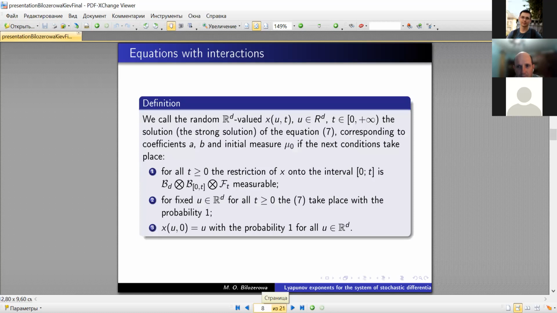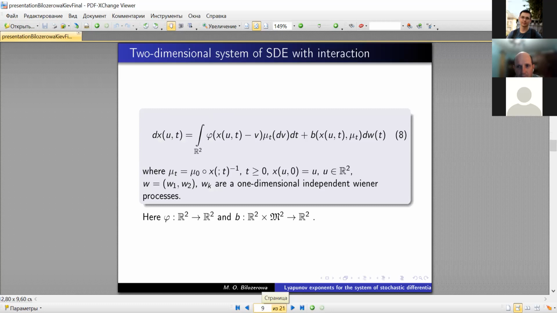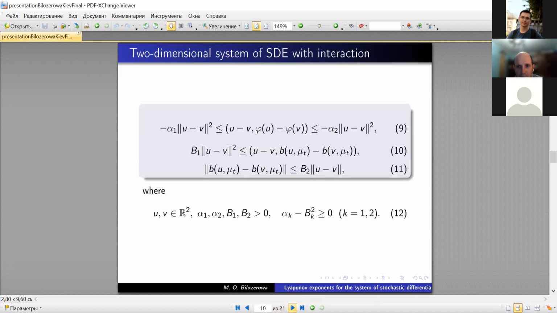And here is the definition of a solution of a stochastic differential equation with interaction. My point was to consider equation 9 or 8, and that is the next one. To deal with such an equation, there are some conditions on the functions phi and b.